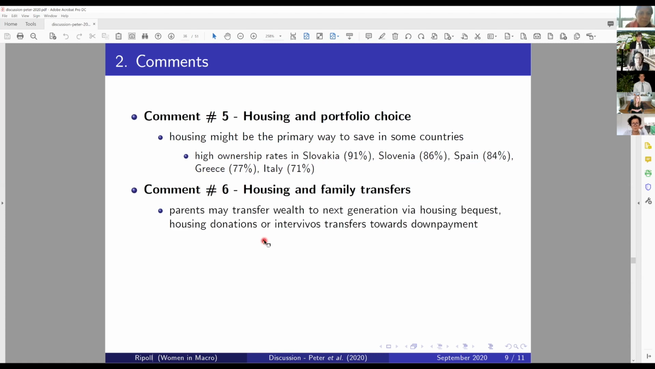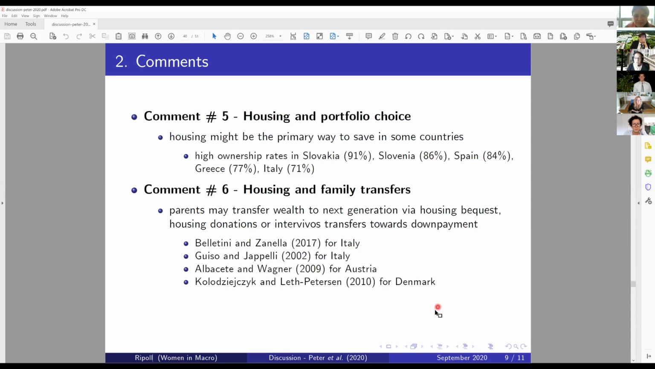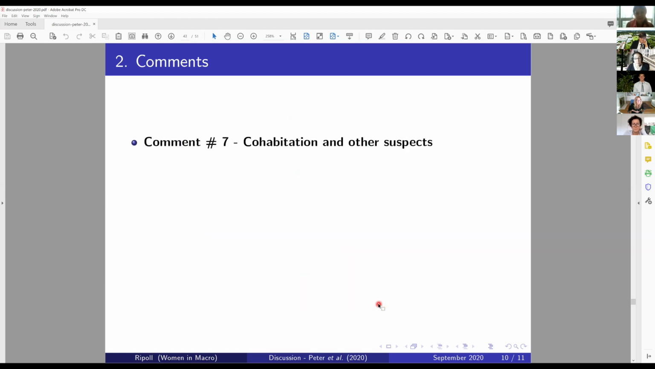Then, thinking about a paper about family transfers and family and housing, I wonder about the role of family transfers, housing bequests, and housing donations. Actually, there are a bunch of papers for different countries: Austria, Denmark, Italy, France. Even I have written something for the US, where parents give inter vivos transfers to children who are buying homes, as down payment.